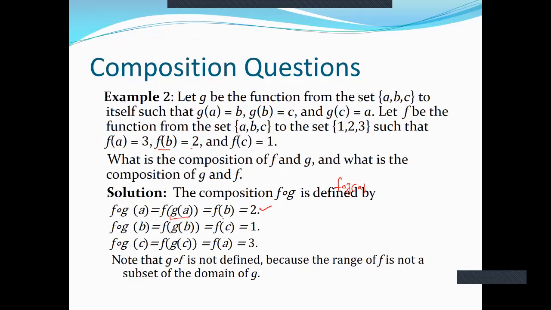So that is nothing but f of g of b. So g of b is c. So we need to substitute the value of g of b, that is c. So we got f of c. So f of c is 1.